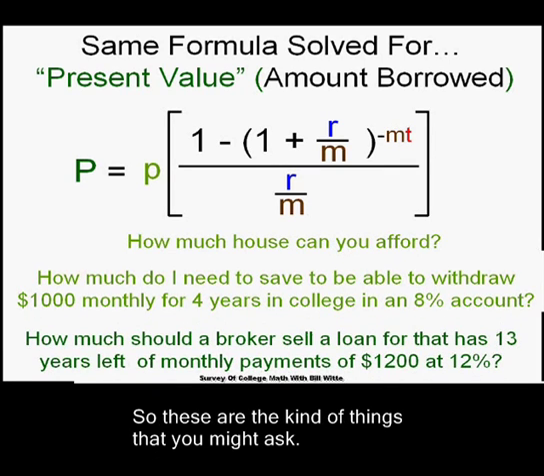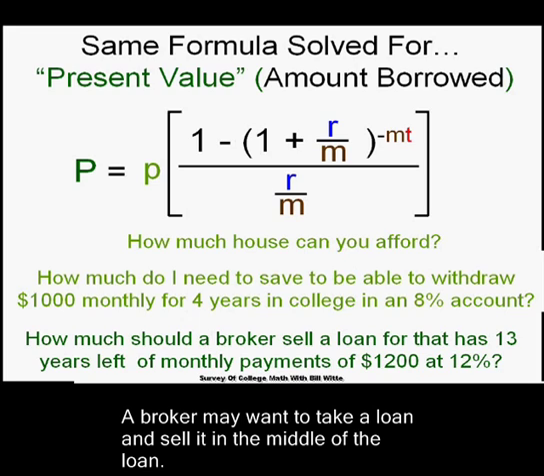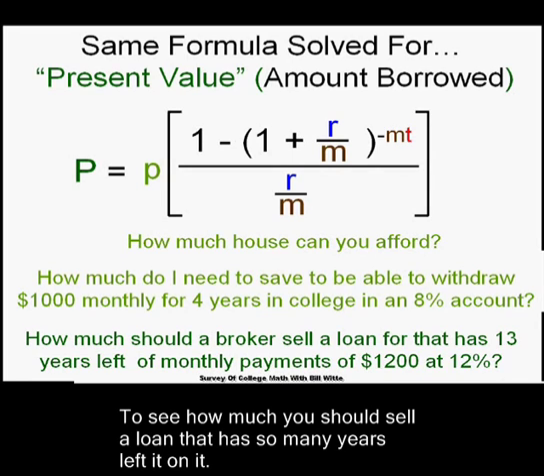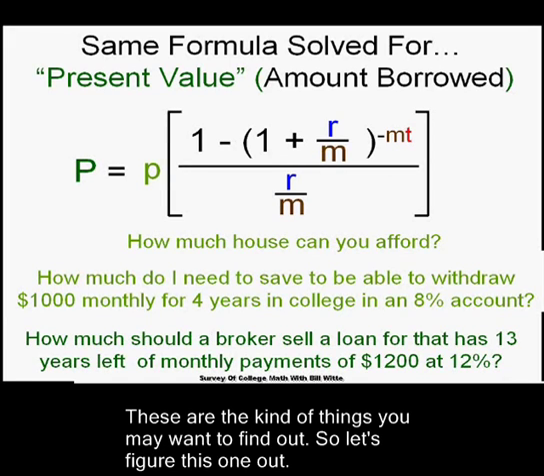You might even ask, a broker may want to take a loan and sell it in the middle of the loan. Okay? 13 years left on the payments, and see how much he should sell the loan that has so many years left. He knows how much the balance is, but if it has monthly payments of $1,200 at 12%, if we stay at 12%, these are the kind of things that you may want to find out. Okay?